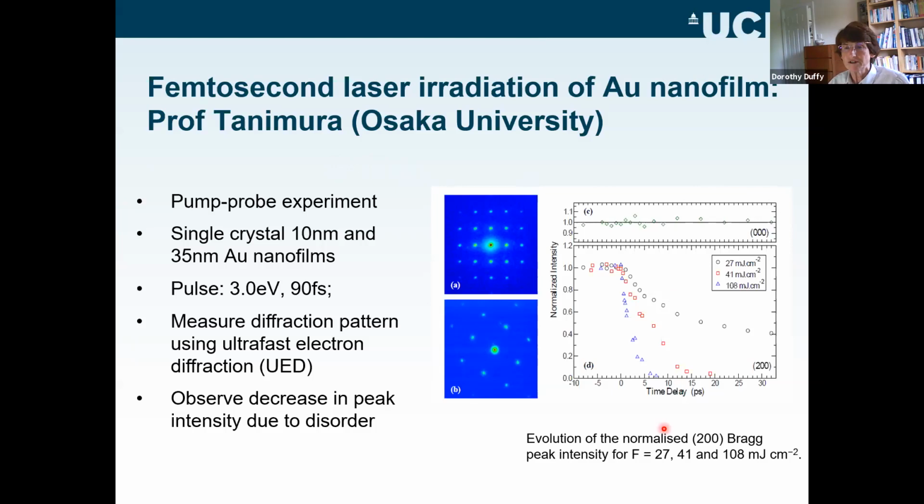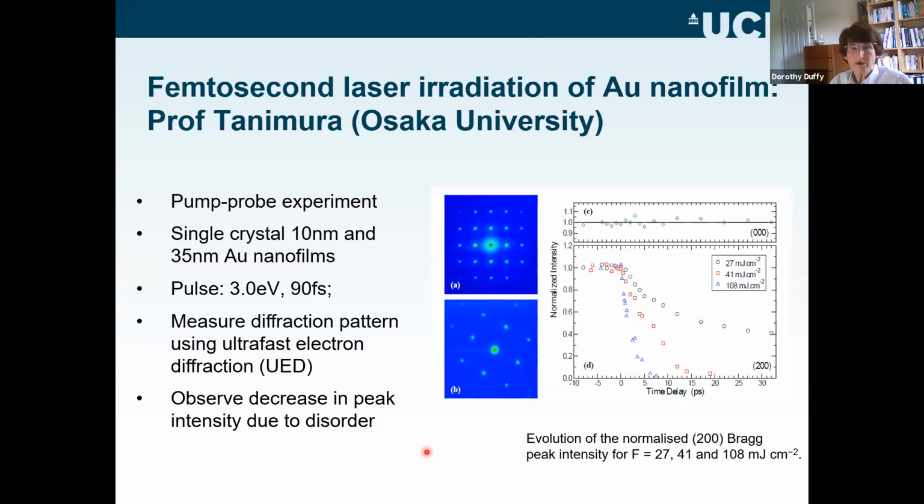And you can see some of the results here. For relatively low fluences, one particular diffraction peak will decay, but after 30 picoseconds it hasn't decayed to zero. That really indicates that you haven't got complete melting of your film. But if you increase the fluence, you get melting within about 20 picoseconds, as you see here, and increase the fluence even more, you get faster melting, as you'd expect. So this basically showed how fast you could melt your films with a laser.